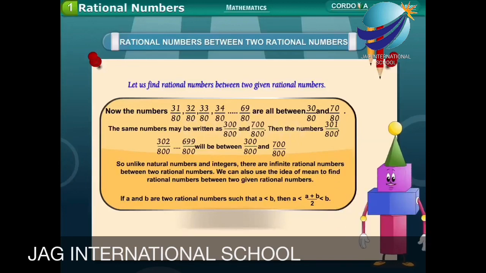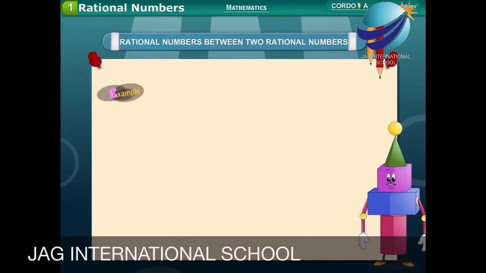We can also use the idea of mean to find rational numbers between two given rational numbers. If a and b are two rational numbers such that a is less than b, then a is less than (a + b)/2, which is less than b. Example: Find three rational numbers between -6 and -5.